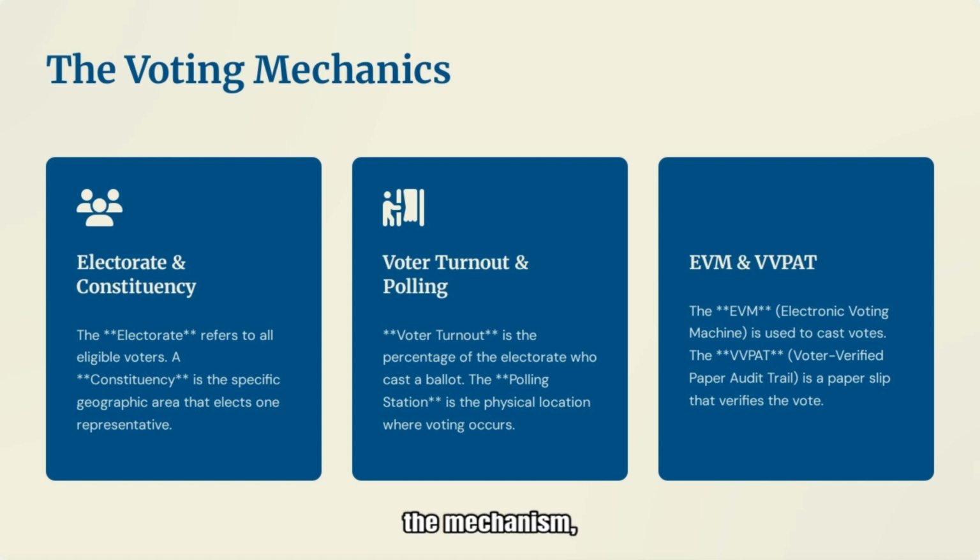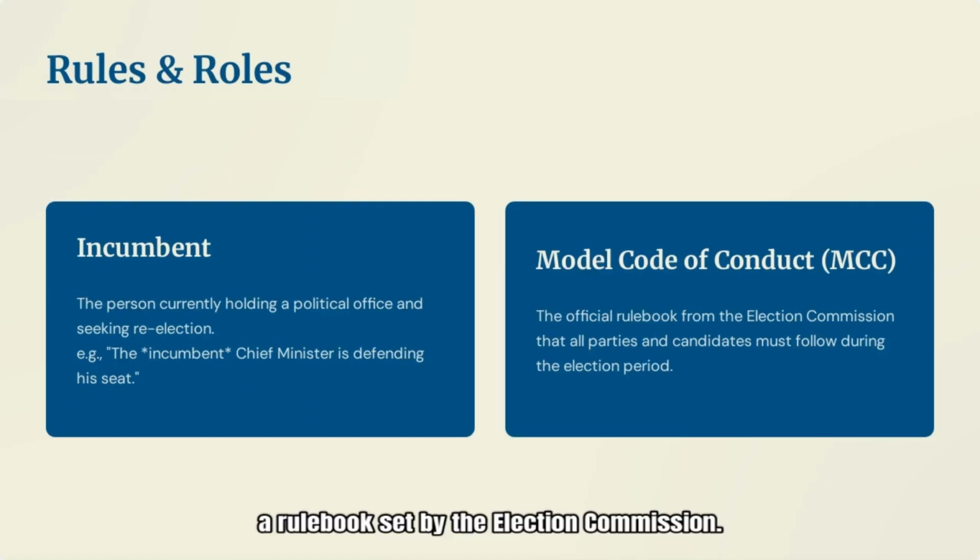Next, the mechanism. Voter turnout is the percentage of people who actually vote, and the polling station is the location where it happens. EVM stands for electronic voting machine, the machine we generally use to cast our valuable votes. At the same time, during the entire campaign, parties must follow the Model Code of Conduct or MCC, a rule book set by the Election Commission. Violations like inflammatory remarks can get leaders into trouble.